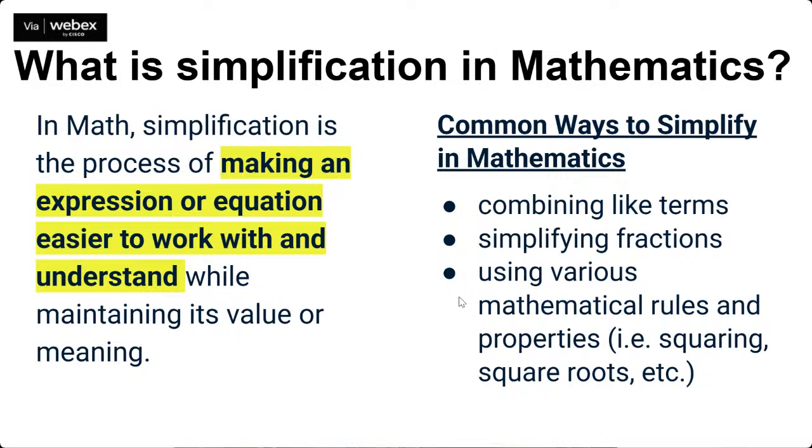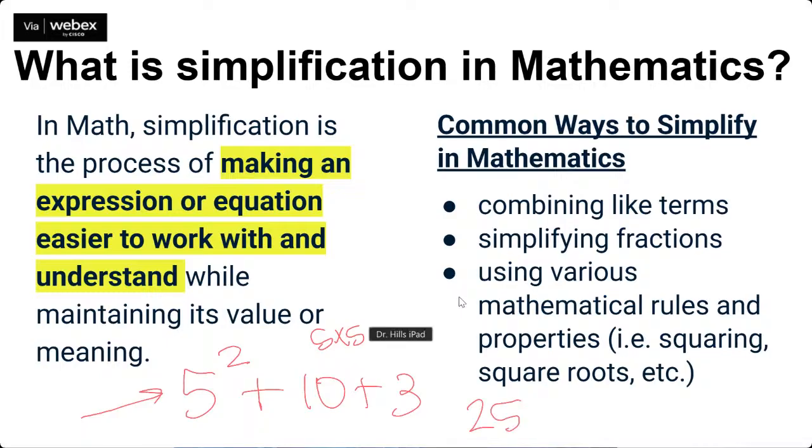The last thing we can do is simplify mathematical rules and properties by going ahead and squaring and doing our square roots. So if we have something like 5 to the second power plus 10 plus 3. Simplify. What's 5 to the second power? It's the same as saying 5 times 5. It's 25. So we really have 25 plus 10 plus 3. And now we can solve our answer. So go ahead and simplify. Make it simple. Work it out.